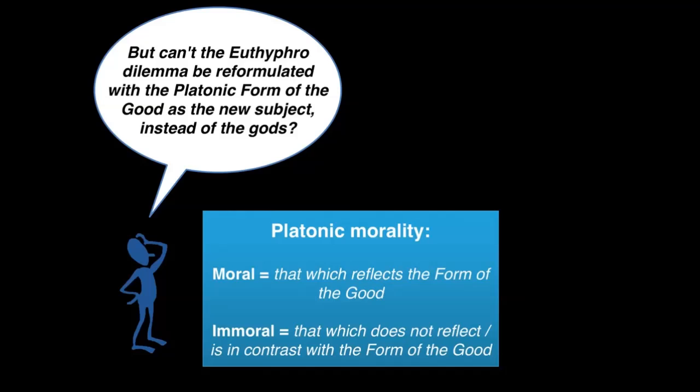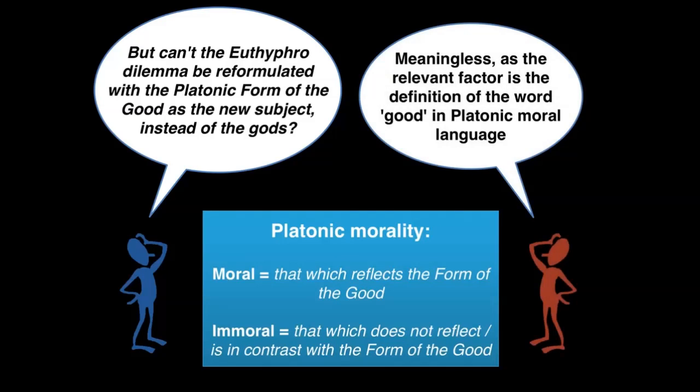Reformulating the dilemma with the form of the good as the subject instead of the gods would result in a meaningless question, as we have arrived at the end of the "and why is that good" trail of questions. Because here we reach the definition of Platonic moral language. In a Platonic worldview, the word moral is a term to refer to anything that reflects the form of the good. The word immoral is a term to refer to anything that contradicts the form of the good.